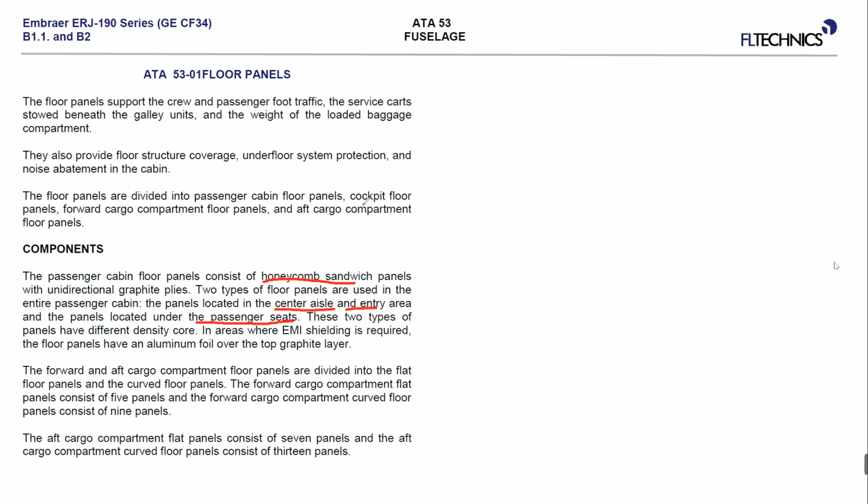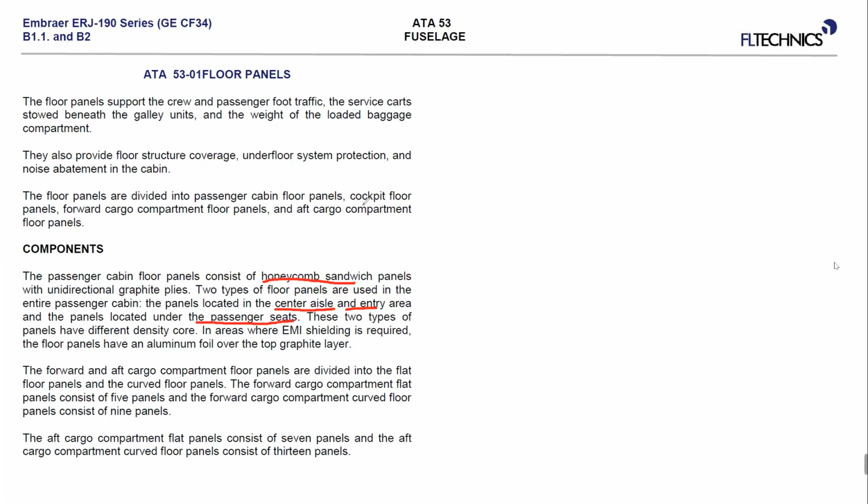Because all this avionics equipment below has electromagnetic interference, okay? They are emitting electromagnetic waves. And Embraer decided that they will provide specific panels with electromagnetic interference shielding to protect the passengers and flight crew from this avionics equipment. So above the avionics compartments, we have these specific panels, which have aluminum foil over the graphite layer for protection against, once again, these electromagnetic waves.